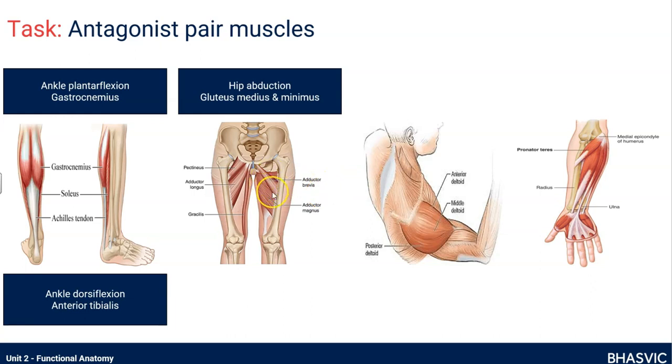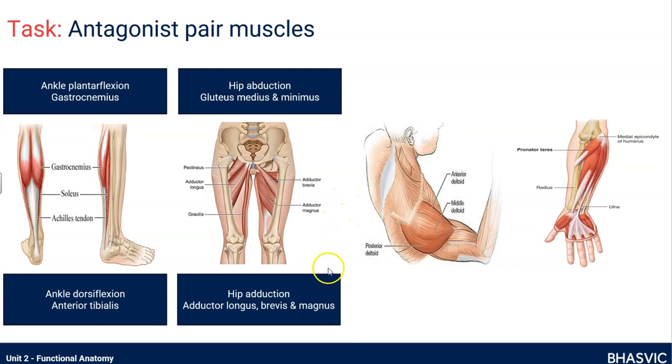The partner muscle, the adductor group in this example, would need to be relaxed and lengthened to allow that abduction movement to happen. However, if we wanted to pull the leg towards the midline, i.e. hip adduction, the adductors, adductor longus, brevis and magnus, become the agonist, and gluteus medius and minimus are the antagonist muscles that must relax and lengthen.